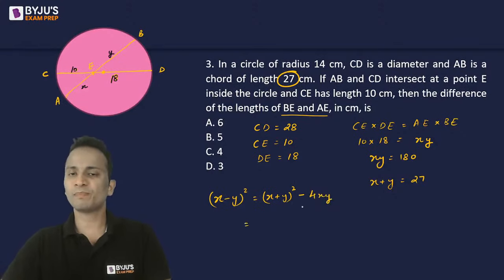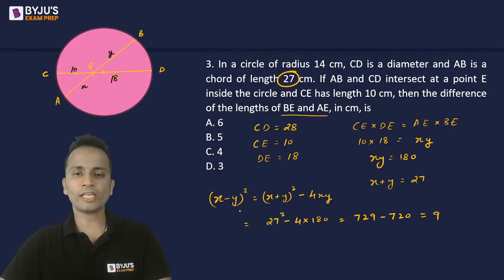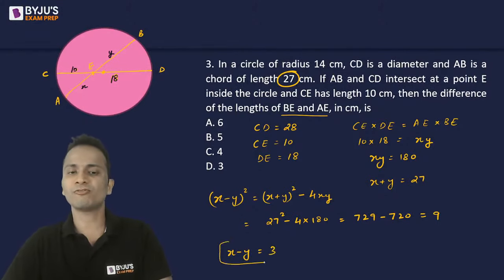Okay. Now x plus y whole square, that means 27 square minus 4 times 180. So that will be equal to 729 minus 720, and that is equal to 9. So x minus y whole square is equal to 9. From here I can say that x minus y will be equal to under root 9, that is 3.